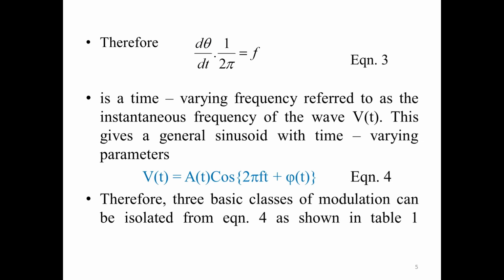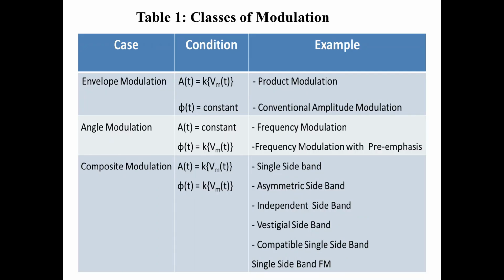This gives a general sinusoid with time-varying parameters as v(t) = A(t) cos(2πft + φ(t)). We call that equation 4. Therefore, three basic classes of modulation can be isolated from equation 4 as shown in table 1. For the condition where A(t) = k vm(t), we have what we call product modulation, and the case is referred to as envelope modulation.